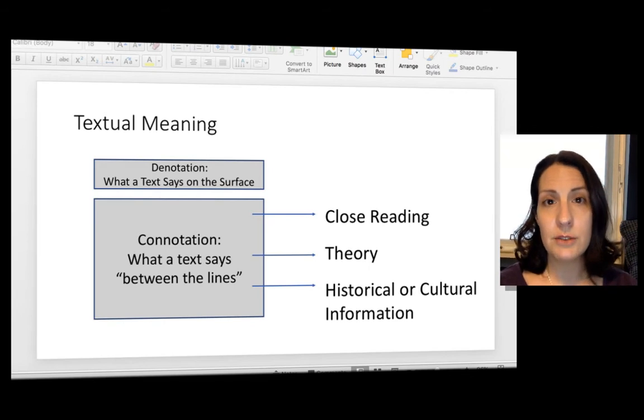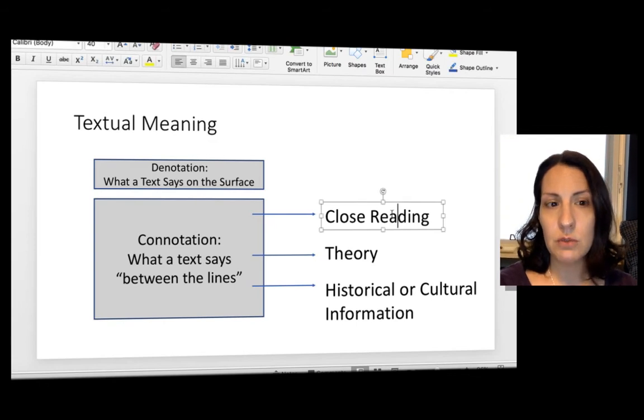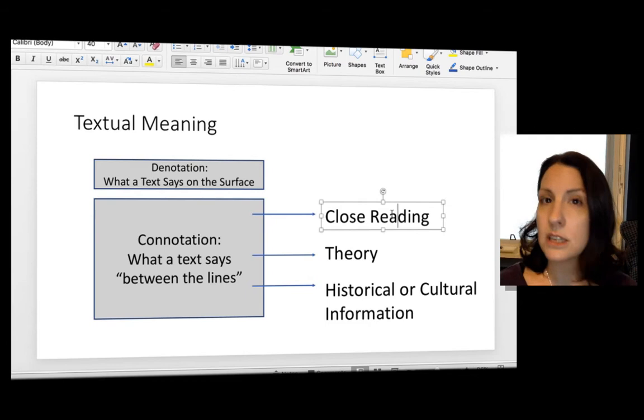So there's three different levers that we can pull to explore connotation. The first is that we can use close reading, which is what we're going to be focusing on today. And close reading is really a way in which you read back through a text and examine the way in which the text uses the craft of language in order to make deeper meaning. That is, the kinds of words that have been chosen, the type of grammar that's been chosen.